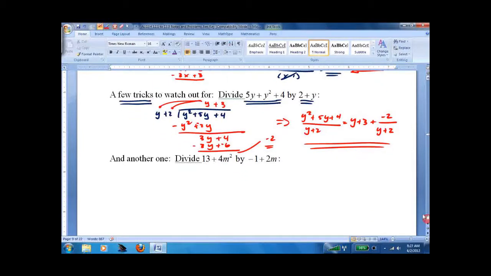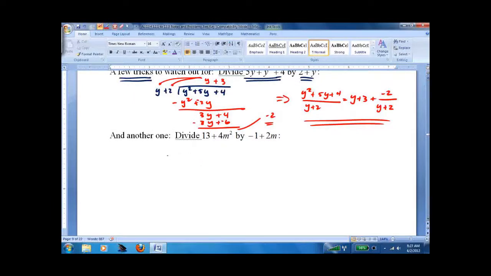Here's the last trick I have in the bag. See if you recognize it before it happens. We have 4m squared plus 13. Why'd I leave a gap? Because we have no m. So let's write it in, 0m. So it might pop up. Put this one in order. There we go. Just look for the front.